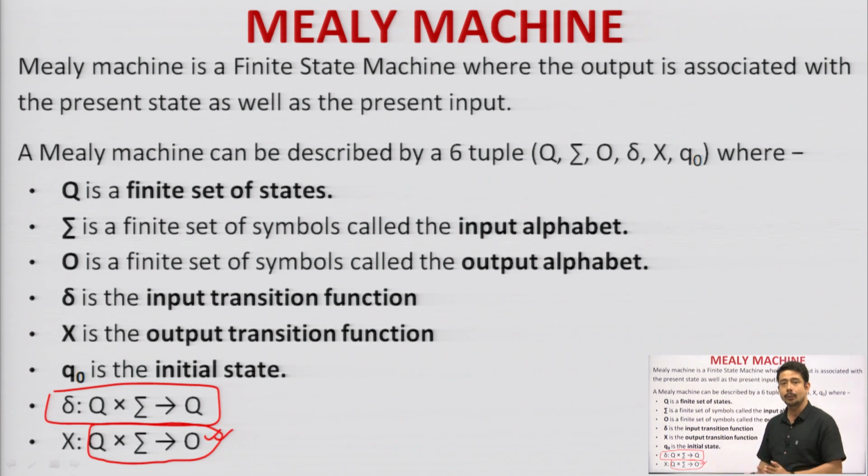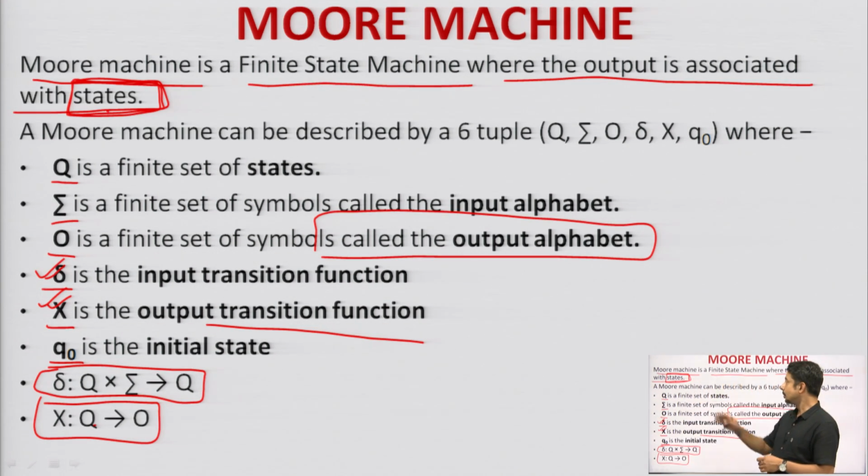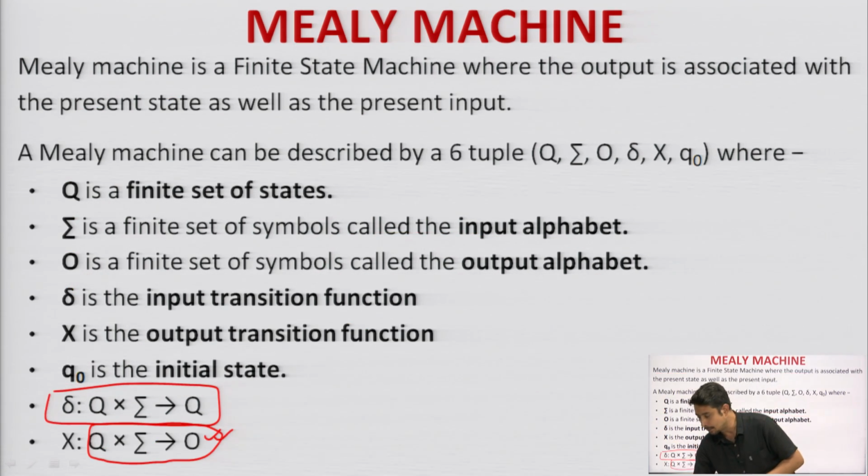This is the output alphabet. Output alphabet will be required in both cases, for Moore also and for Mealy also, but in Moore this output will be associated with the number of states, and in the case of Mealy this output will be associated with the input transitions, correct. So, this is the small difference between Moore and Mealy. I hope the Moore machine formal description is clear to you all. Let us go to the Mealy machine part.